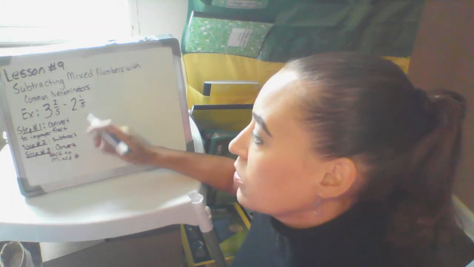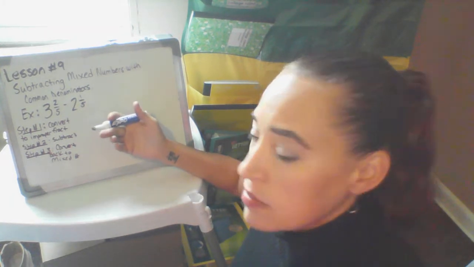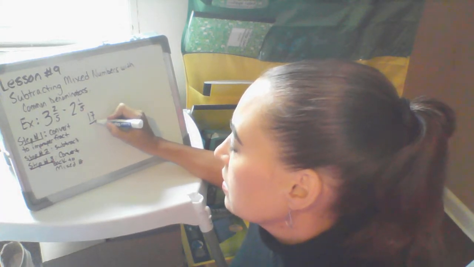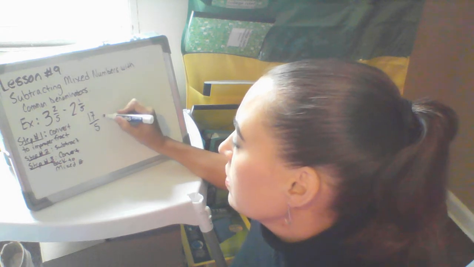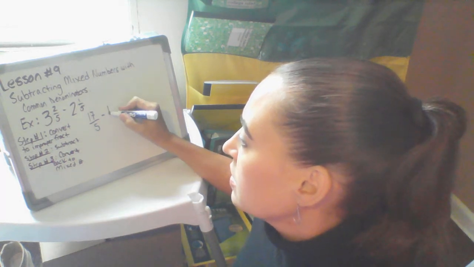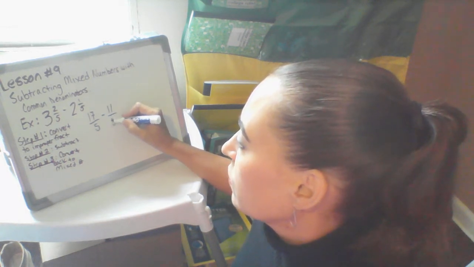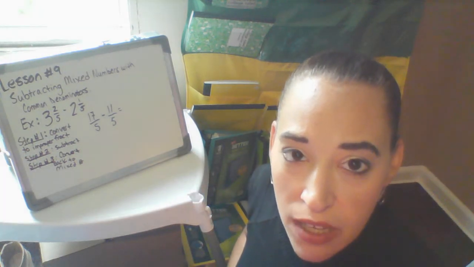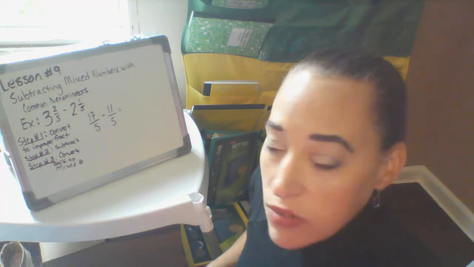So you're going to take both of your mixed numbers and you're going to convert them into an improper fraction. So 3 times 5 is 15 plus 2 is 17. So I have 17 over 5 minus 2 times 5 is 10, 10 plus 1 is 11, so 11 over 5. And then from here, you should be very comfortable with how to subtract those fractions, right?